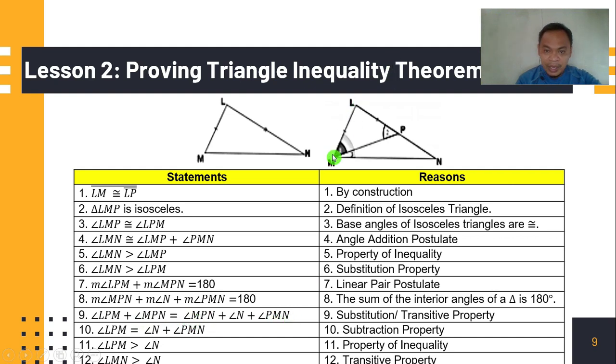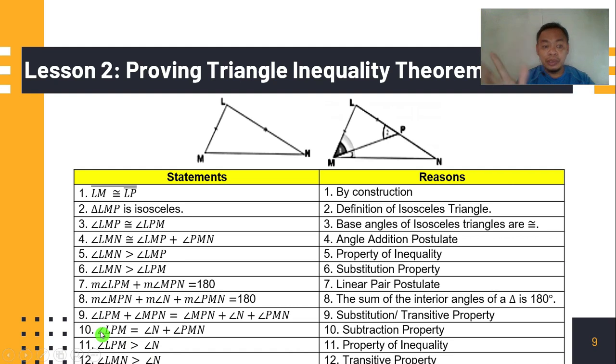So, LMP plus MPN is equal to angle N plus angle P plus angle M. Diba? Kasi si LMN, diba? LPM plus MPN, diba 180 degrees? So therefore, equal din siya kay angle N plus angle PMN, this one, at saka angle MPN. Okay. So this is substitution transitive property.